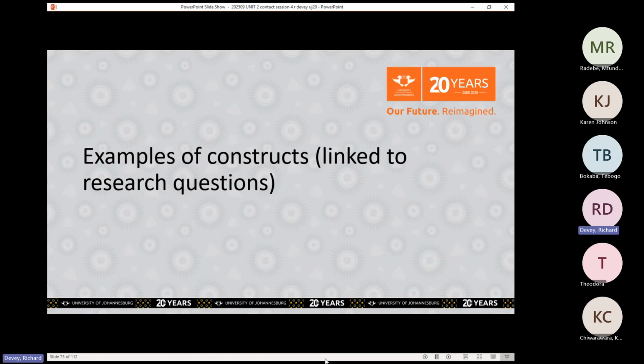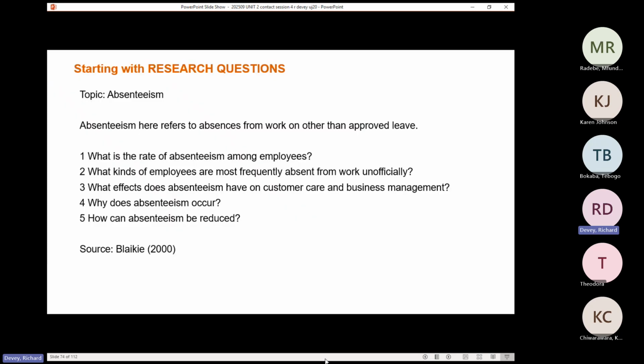Okay. These are some examples of constructs linked to research questions. So what I've done here is I've taken some research questions from Blakey's chapter on research questions. In that chapter he gives some examples of research questions for the reader to look at. So one of the topics is absenteeism. I'm not going to go into detail about the questions here. But the point here is that absenteeism is a concept that we can measure. And then the next slide is just the questions in relation to absenteeism.